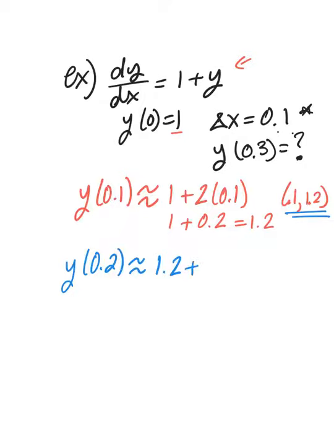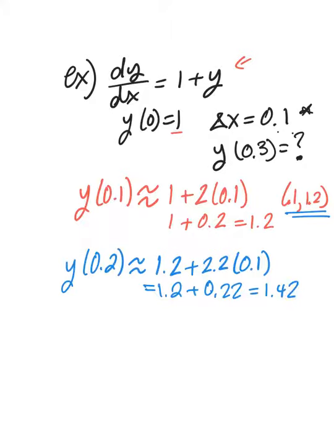plus m, the slope. 1 plus y, now remember my y is 1.2, so 1 plus 1.2 is going to be 2.2 times x minus x1. That's going to still be 0.1. That's my delta x. So this ends up being 1.2 plus 0.22, which ends up being 1.42.